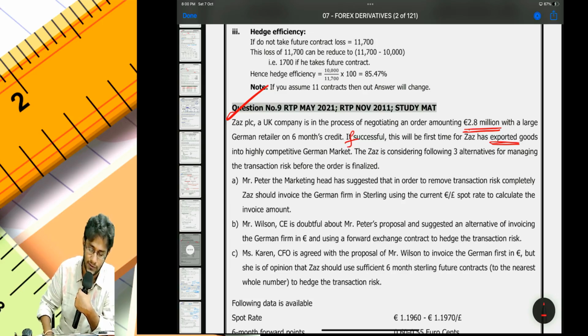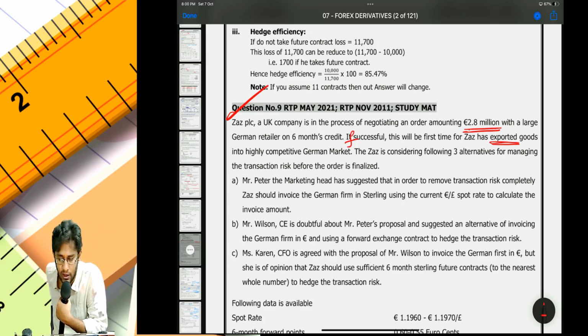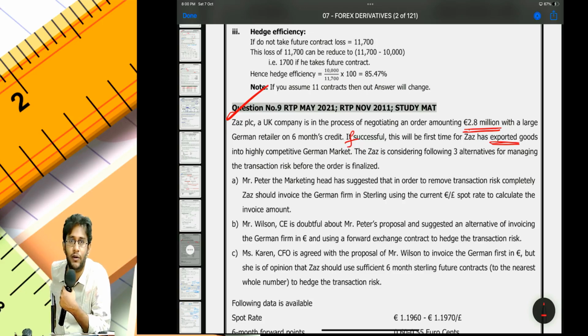This is an alternative. That means, I'll eliminate the risk completely by home currency invoicing is what he is suggesting. Second guy, Mr. Wilson C, Chief Executive, is doubtful about Mr. Peter's proposal. Sir, why he is doubtful is generally when you invoice in your own home currency, the customer may find some other supplier. General customers don't like risk. So Mr. Wilson C suggested an alternative of invoicing the German firm in euro and using a forward contract to hedge the transaction risk. So this fellow is saying let's take a forward and we will only bear the risk.